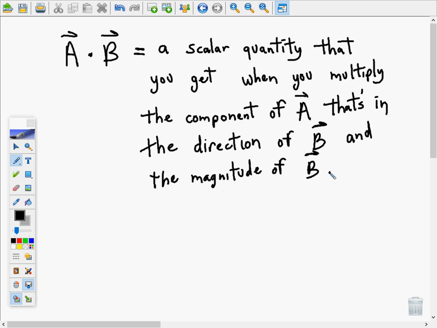But let's talk about and show graphically what this actually means. Wait, Mr. Zelinsky? Yeah. What's the word between "and" and "the"? A scalar quantity that you get when you multiply the component of vector A that's in the direction of vector B and the magnitude of vector B. Which word? Oh wait. Oh, I got it. Nice try. That's halfway.